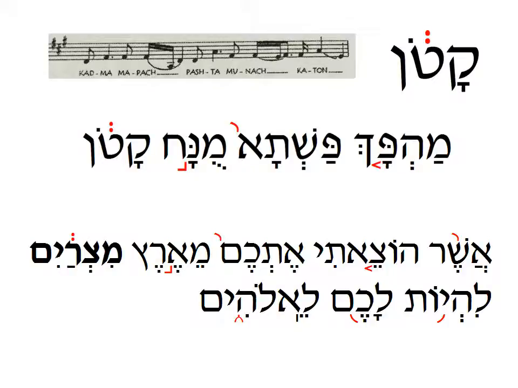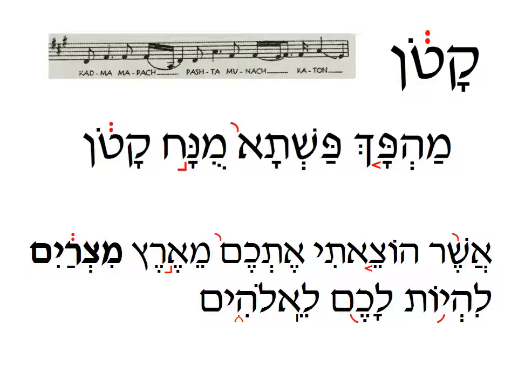So now we have a line of Torah. At the bottom of the screen, you see Asher hotzeti etchem me'eretz Mitzrayim, liot lachem le'Elohim. And this has two trope families in it, two families we now know. The Katon family, starting with Asher and ending with Mitzrayim, and the Etnaktah family: liot lachem le'Elohim. The Katon family has an additional trope on the word Asher. That's not a Pashta, it's actually a Kadma, which is at the beginning on the music line. We'll deal with that a little later.